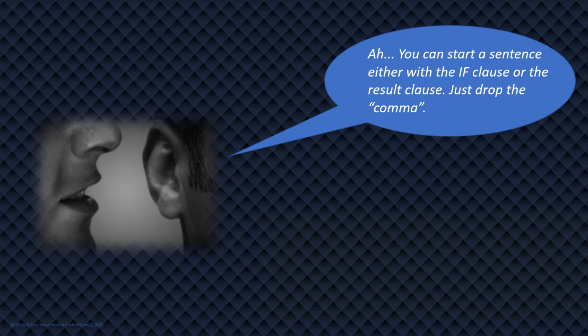You can start a sentence either with the if clause or the result clause. Just drop the comma. Take a look. If you stay, comma, I've got a plan. Okay? Start with the if clause. If you stay, comma, I've got a plan. But if I start writing the other way around with the result clause, I've got a plan if you stay, no comma. Right? Moving on.